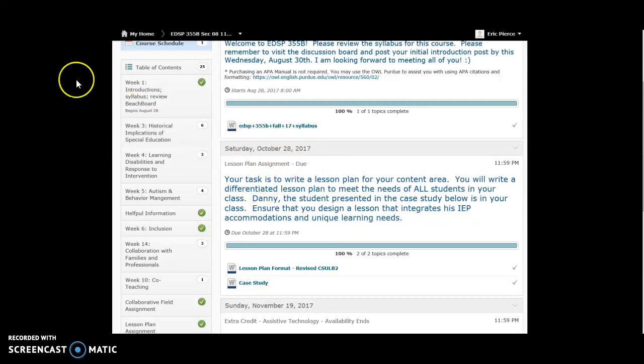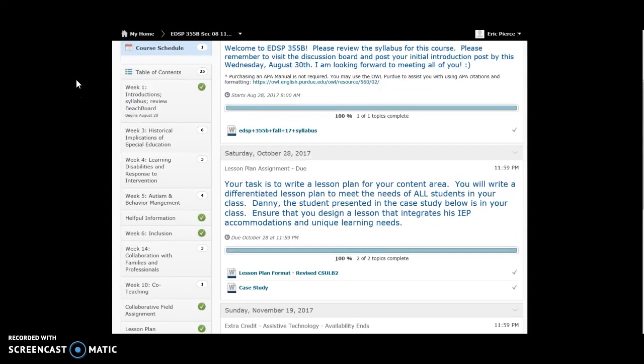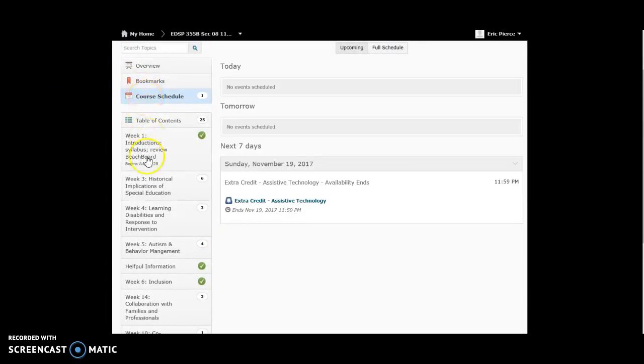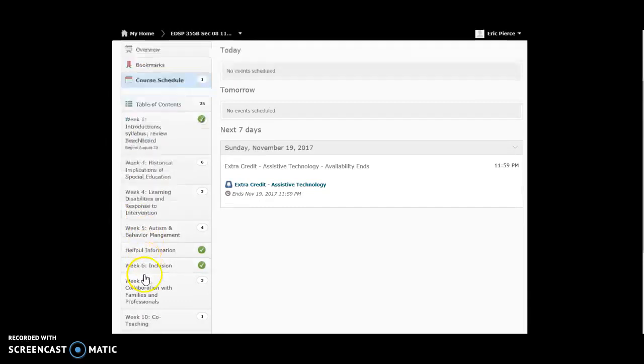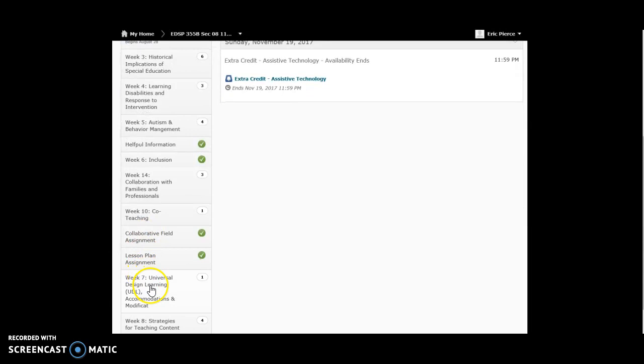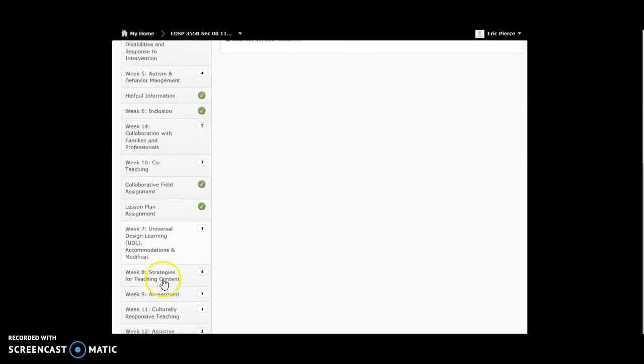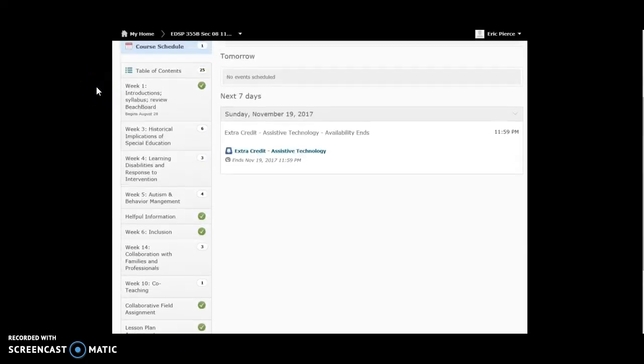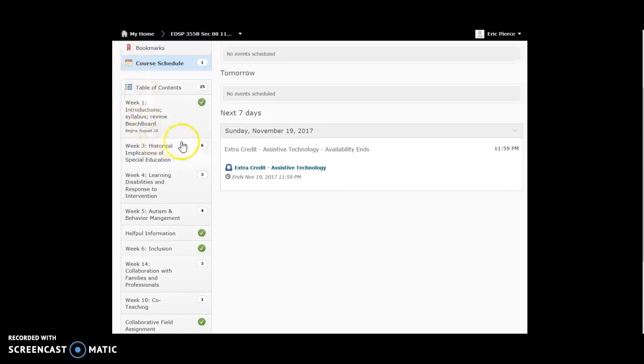Also, with the table of contents, you notice the table of contents goes from week 1 to week 3 to week 4 to week 5 to week 6, and then 14 and 10 are jumbled in here. 7, 8, 9, 11, and 12 are down here. So we've had some issue with following which way she's going to go.